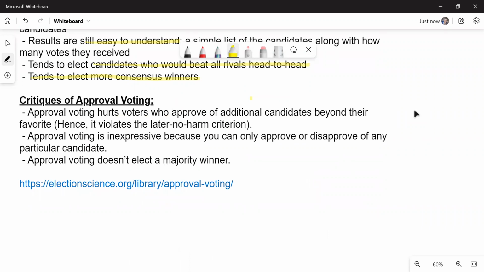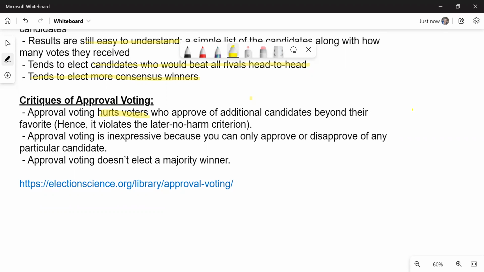Here are some critiques, though. First one, approval voting hurts voters who approve of additional candidates beyond their favorite. So it violates the later no harm criterion. There's a criterion for that as well. So it penalizes the voters, right? It hurts the voters that might like more than just one person. So if I vote for 3 people, but you only vote for 1, then you've really put an emphasis on that one, where I've kind of spread my vote out.